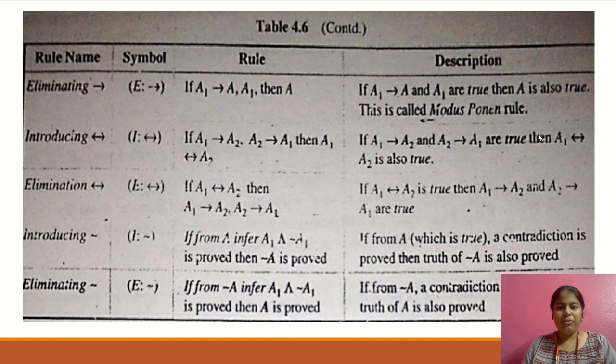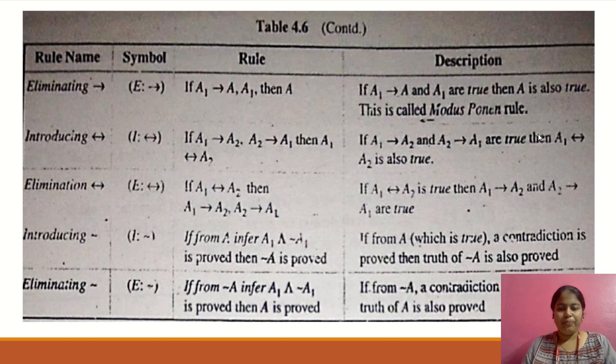Introducing double implies. If A1 implies A2 and A2 implies A1 are true, then A1 double implies A2 is also true, as A1 double implies A2 is true when A1 implies A2 is true and A2 implies A1 is also true. Eliminating double implies operator. If A1 double implies A2 is true, then it is the inverse of introducing double implies: A1 implies A2 and A2 implies A1 are true.